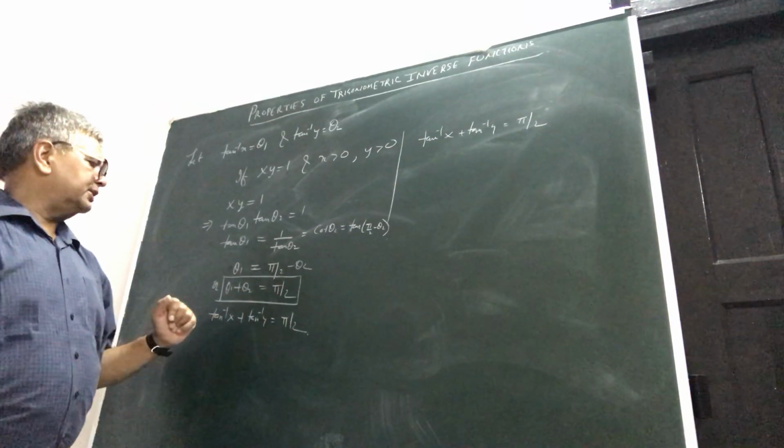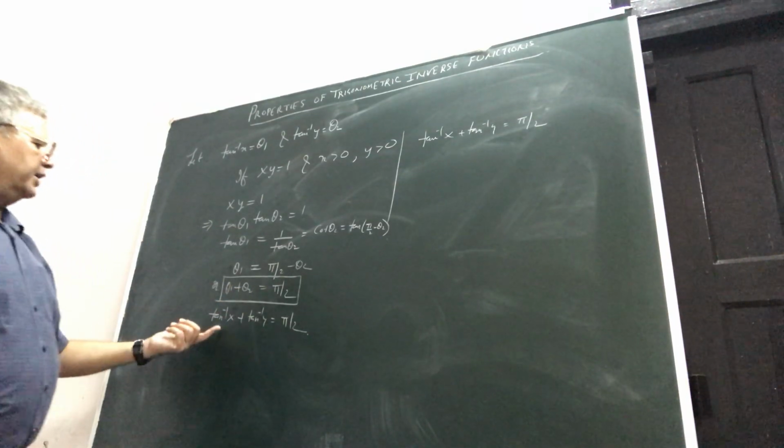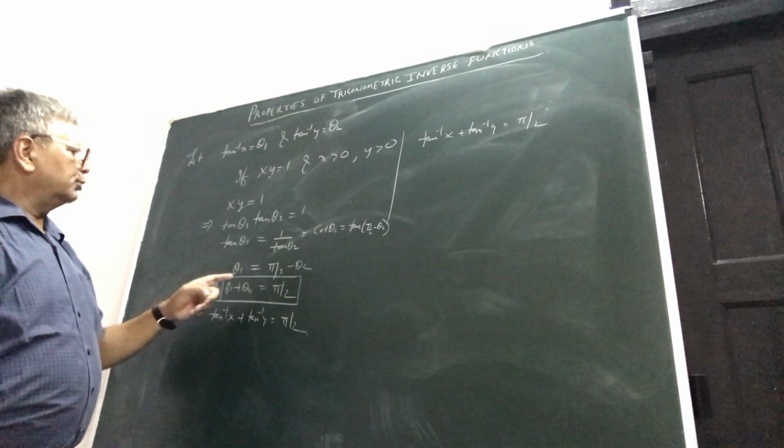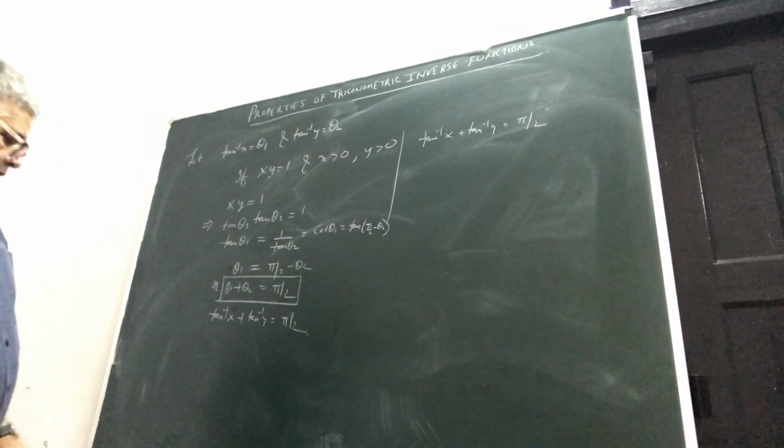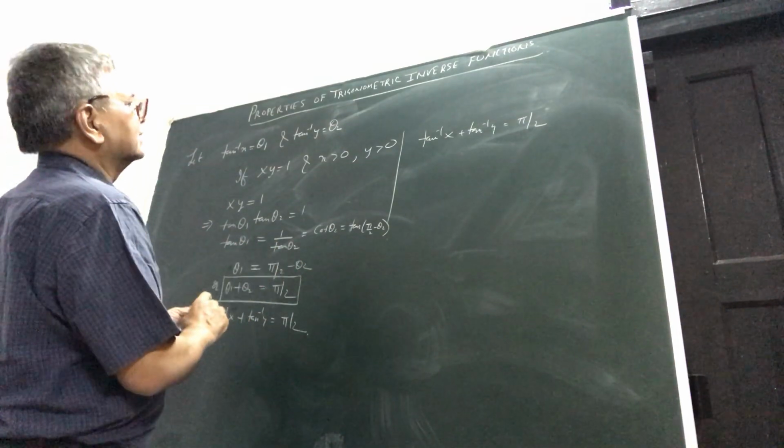As soon as you get theta 1 plus theta 2 is equal to pi by 2, it is simply indicative of the fact that tan inverse x plus tan inverse y is equal to pi by 2, because you are putting the value of theta 1 and theta 2 from here. Okay, now see, same analysis.